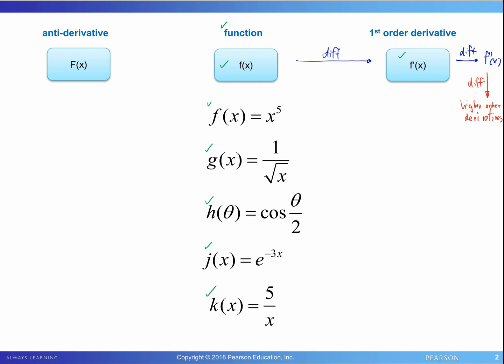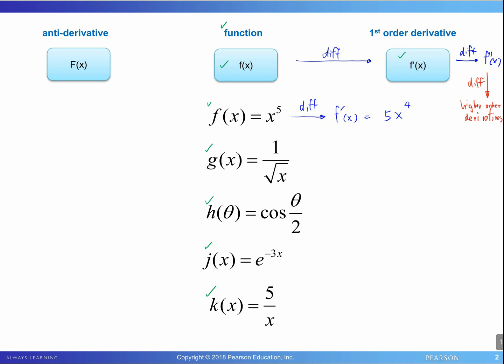As a warm-up, let's differentiate these functions down here. Let's diff f of x right here. So we are going to diff this, and we get f prime of x. It's going to be equal to, so x to the fifth, the power is going to come down, and the power decreases by 1. This one is easy.